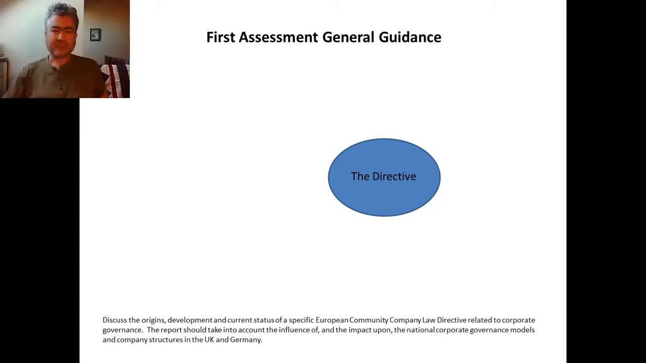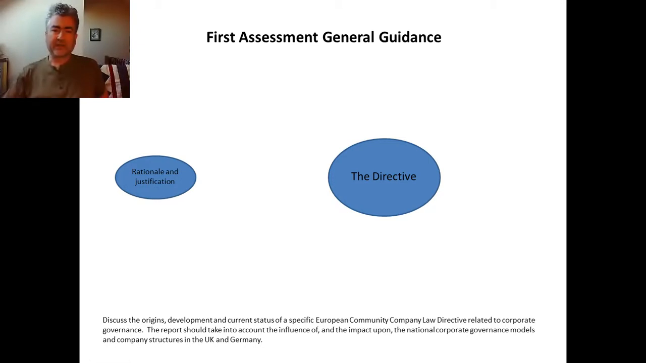Okay, so we find the directive we're interested in. What's the next thing to take into account? Well, what you're asked in the task is to take into account the influence of and impact upon the national corporate governance models and company structures in the UK and Germany. So we're going to have to take that into account as well. So from the directive, let's go to our rationale and justification.